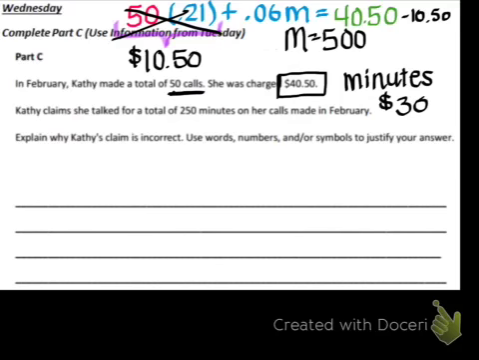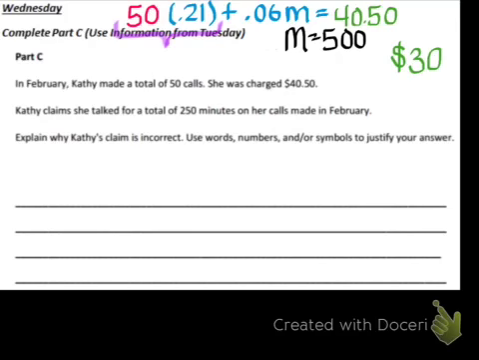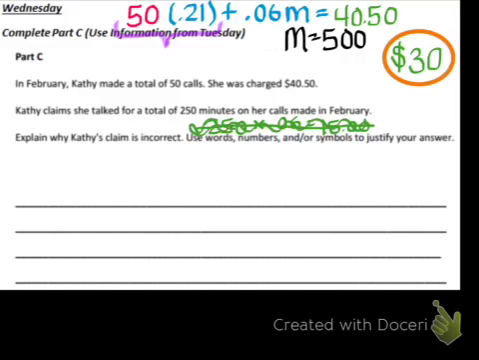So when we go to do the phone calls, we know that the minutes altogether added up to a total of $30. If Kathy's claiming that she only talked for a total of 250 minutes, when we multiply 250 times 6 cents, aka make our M equal to 250, we only get a total of $15. So that is not including enough minutes to add up to 30, which would make our total bill, our 40.50.